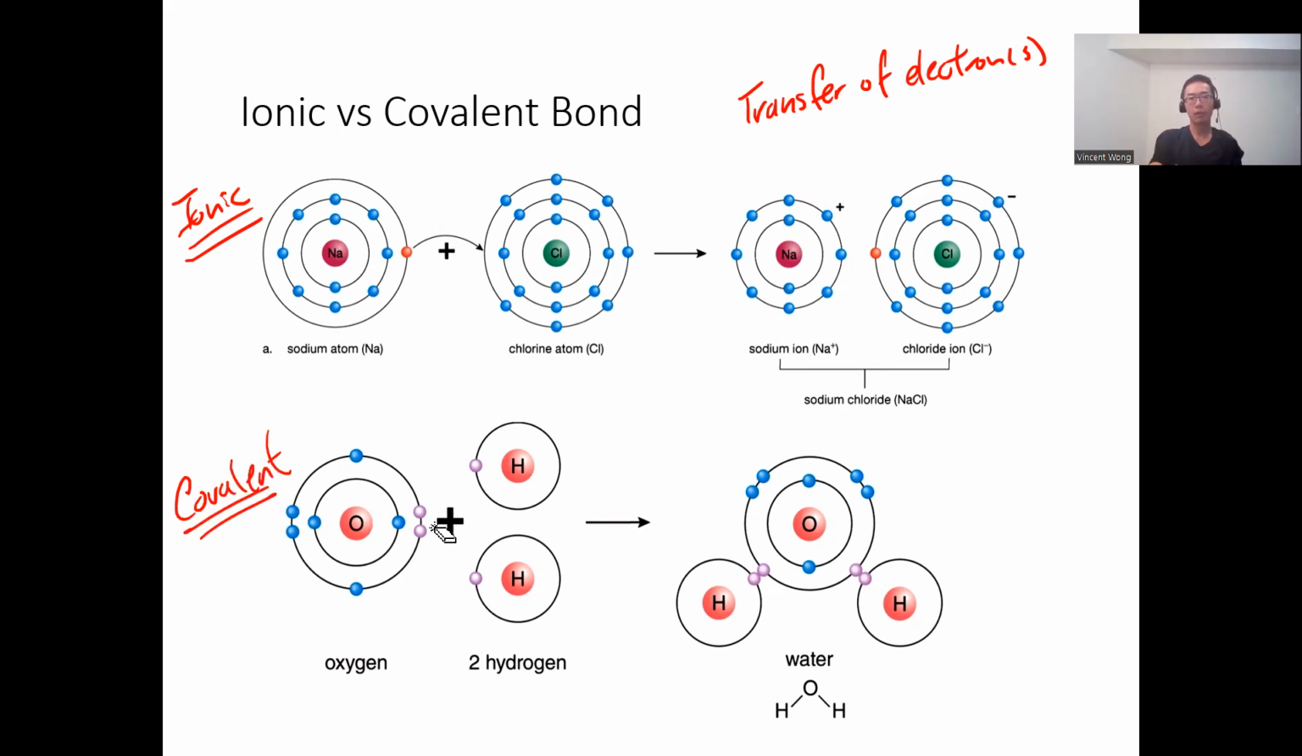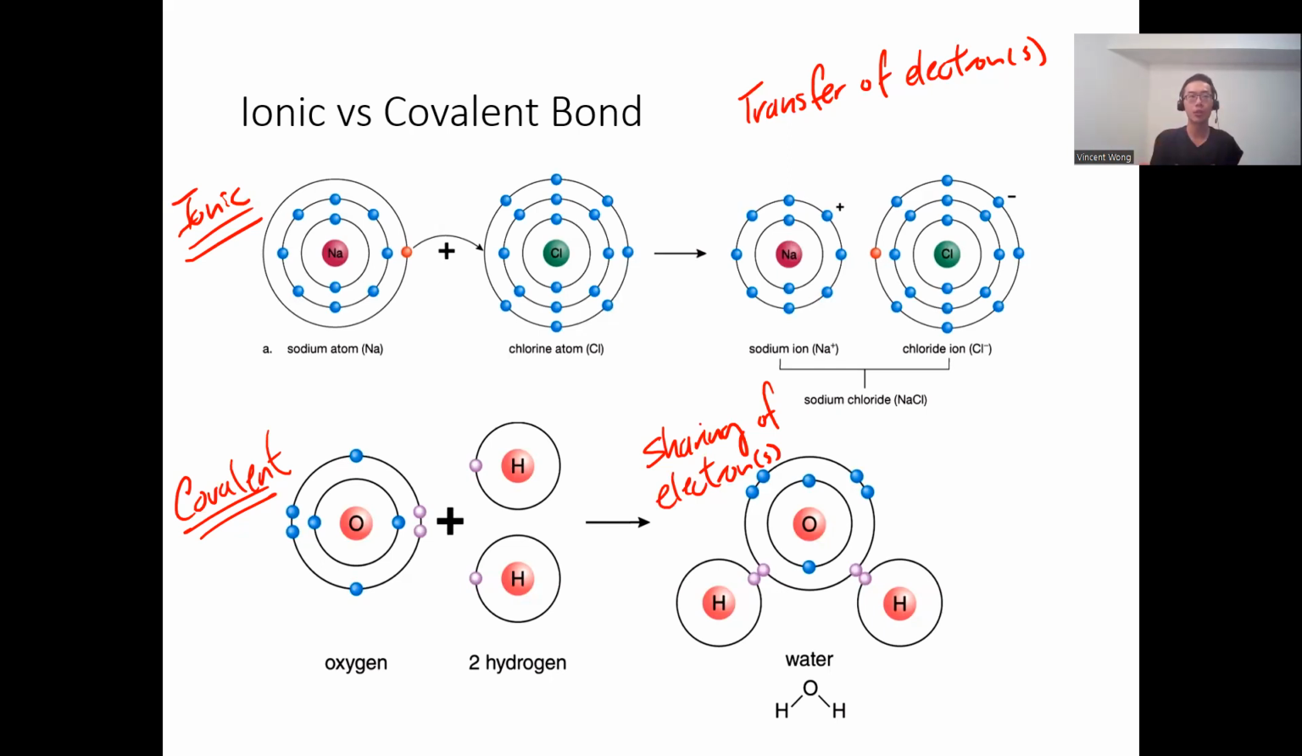In a covalent bond, instead of transfer of electrons, we have a sharing of electrons. And sometimes it's more than one, right? And that's what's holding the oxygen and the hydrogen together. You will learn more about this in your chemistry class.